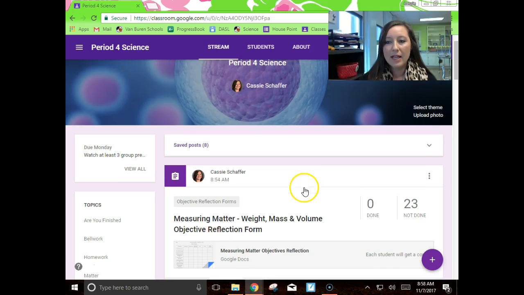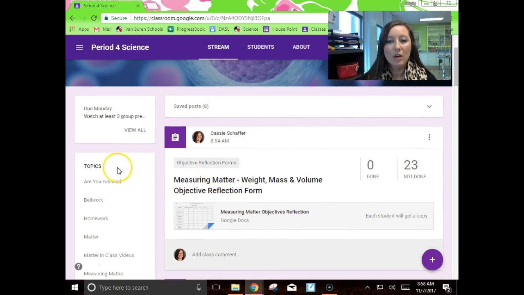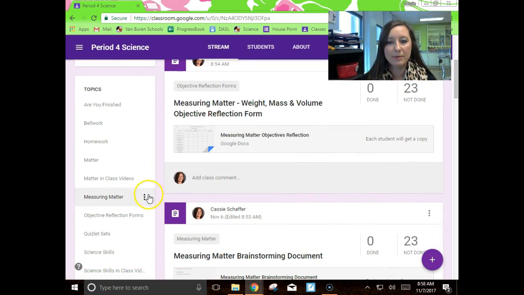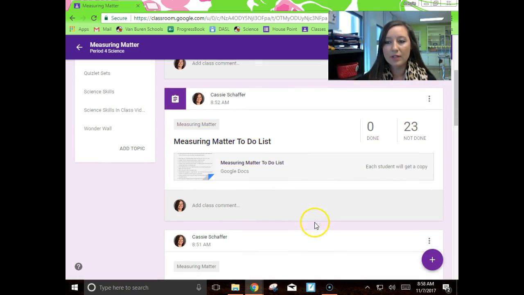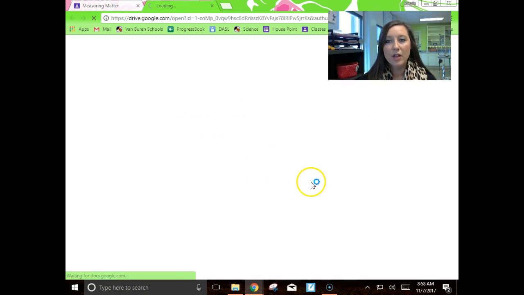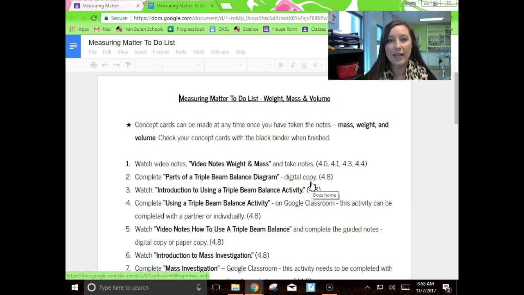So what you can see, this is the stream, and I tell the students not to even pay attention to this because it's a little bit messy. Over here are all of the topics, and if there's anything due that I put a due date on, it also lists those over here in a to-do list for the students. The unit that we're going to be starting self-paced with is all on measuring matter. When the students click on here, the first thing they'll see is a to-do list. This is really everything that they have to do for the entire unit.